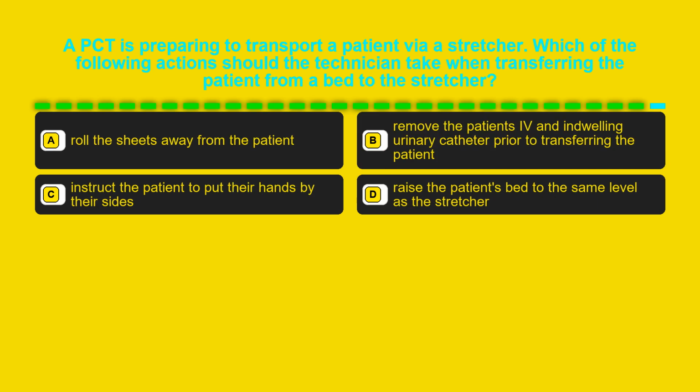Question 12. A PCT is preparing to transport a patient via a stretcher. Which of the following actions should the technician take when transferring the patient from a bed to the stretcher? Option A. Roll the sheets away from the patient. Option B. Remove the patient's Foley indwelling urinary catheter prior to transferring the patient. Option C. Instruct the patient to put their hands by their sides. Option D. Raise the patient's bed to the same level as the stretcher.